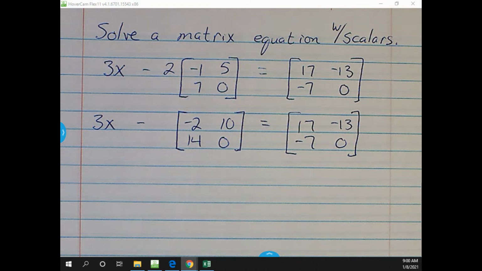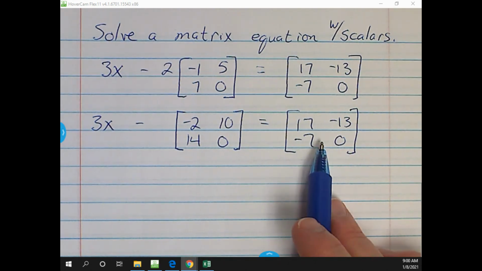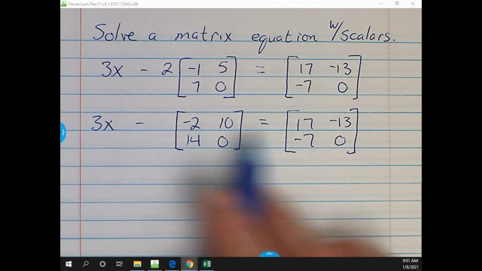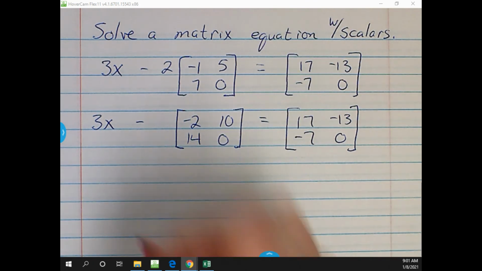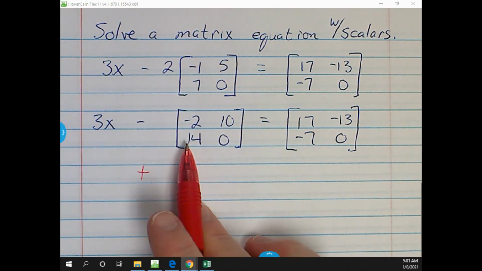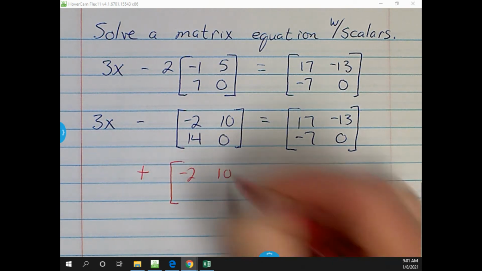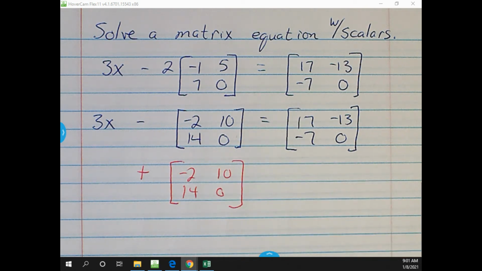Okay, so now that part of the scalar multiplication is gone, now it's almost like a regular equation because it's 3x minus something equals something else. And you can think about these as just being big whole numbers. If this was 3x minus 2 equals 17, your next step from here would be to take this part that's a minus, this matrix, and to get rid of that one, just like this was 3x minus 2 or 3x minus 14, we would add 14 to both sides. So for this one, we're going to do the same thing. We're going to add this thing to both sides.